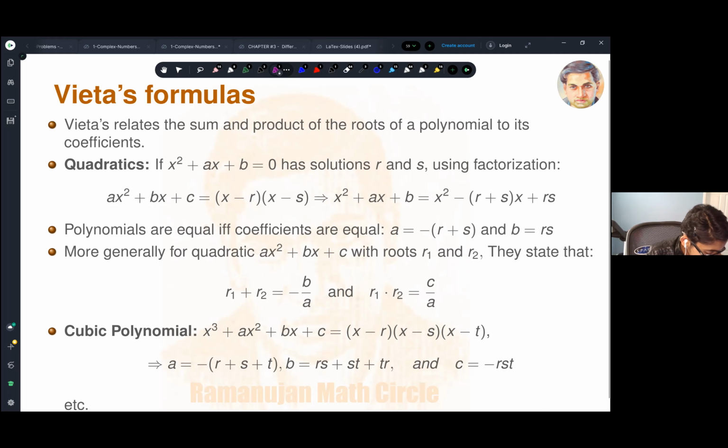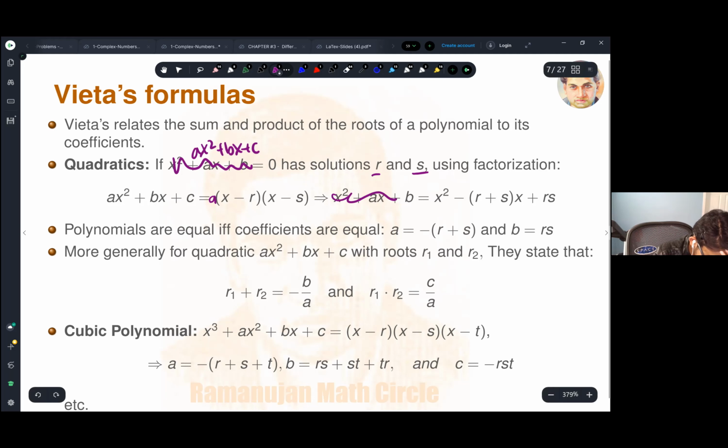And so for quadratics, we're actually going to write this as ax squared plus bx plus c is equal to 0. It has solutions r and s. Then, technically, when you factor it out, you have ax squared plus bx plus c is equal to a times (x minus r) times (x minus s).